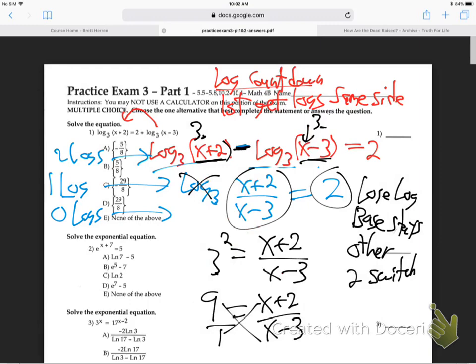So which answer is that? D. There it is. Answer D. We good? Questions I can answer? Remember that? Okay. On to number 2 we go.